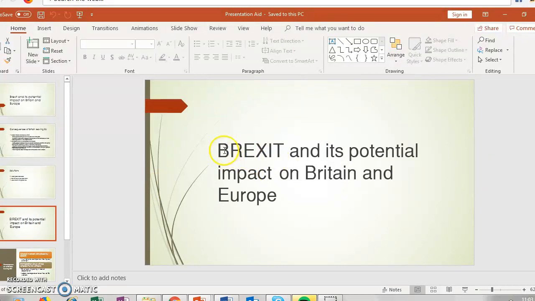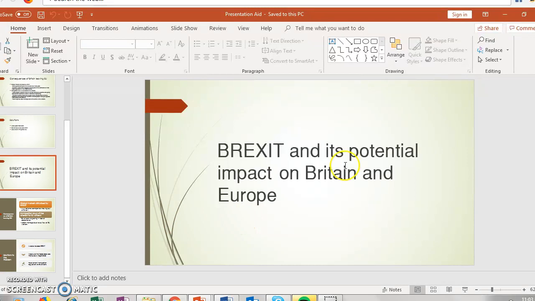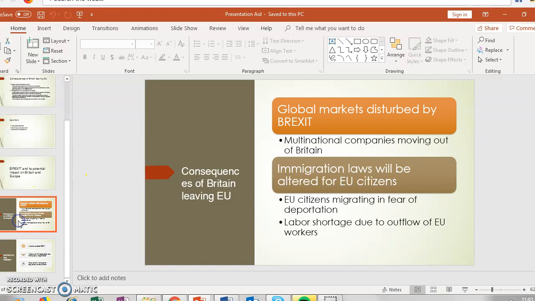Now Brexit is capitalized here, all the letters in Brexit, and everything else is pretty much the same. It's a bit bigger than the first slide, so that people can really read it properly, and it does not have a lot of empty space in the slide. Let's move on to the consequences of Britain leaving the EU.